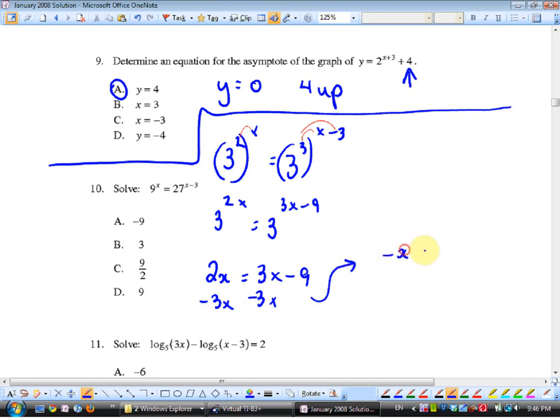And you get negative x equals negative 9. I'm pretty sure that x equals 9. Am I right? There it is. We're blazing.